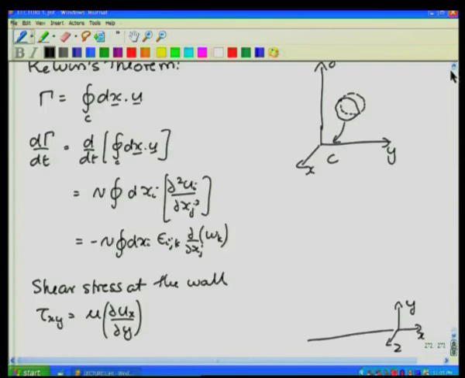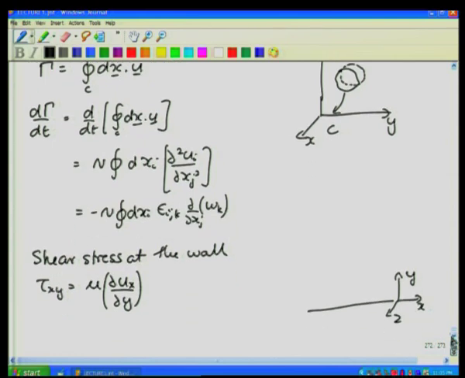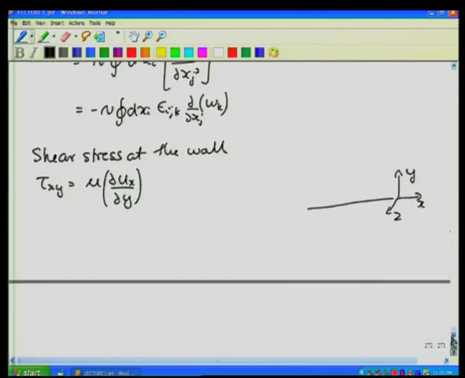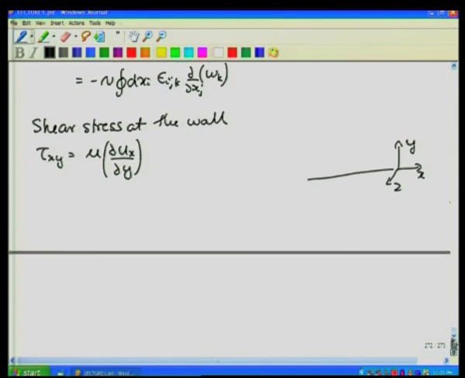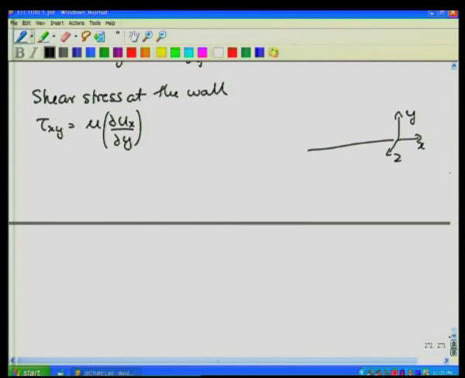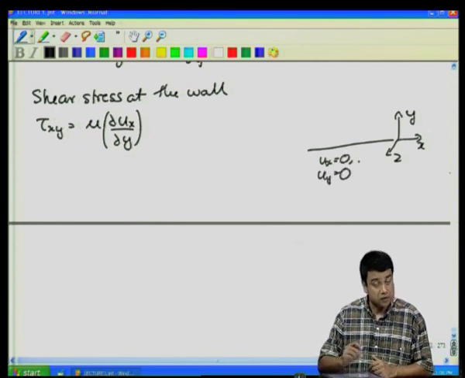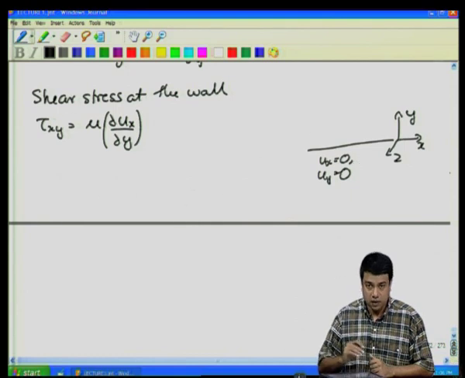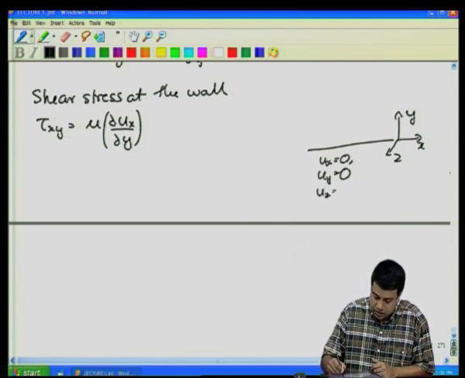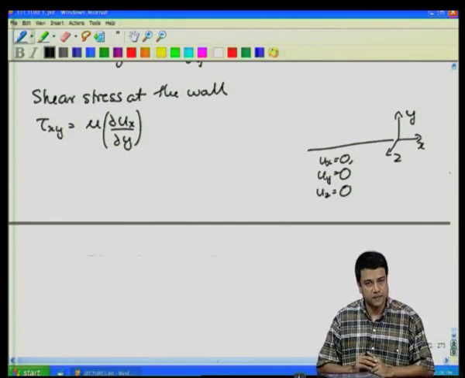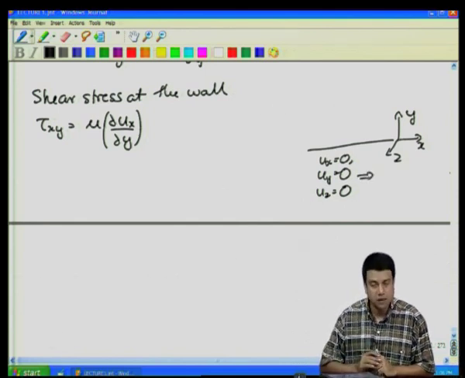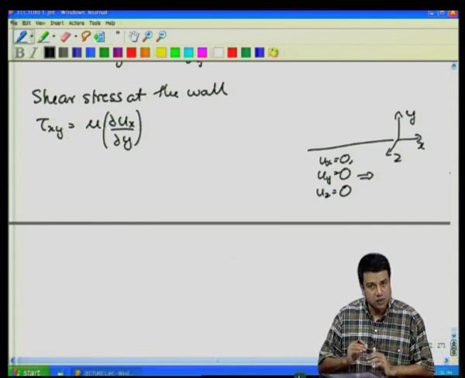Now, because of the no slip condition at this wall, I know that at the surface itself u x has to be equal to 0, u y has to be equal to 0. There is a no normal velocity boundary condition, okay. And of course, in the third direction u z also has to be equal to 0 if there is a no slip condition at the wall. Okay. u y is equal to 0, right, at all values of x.